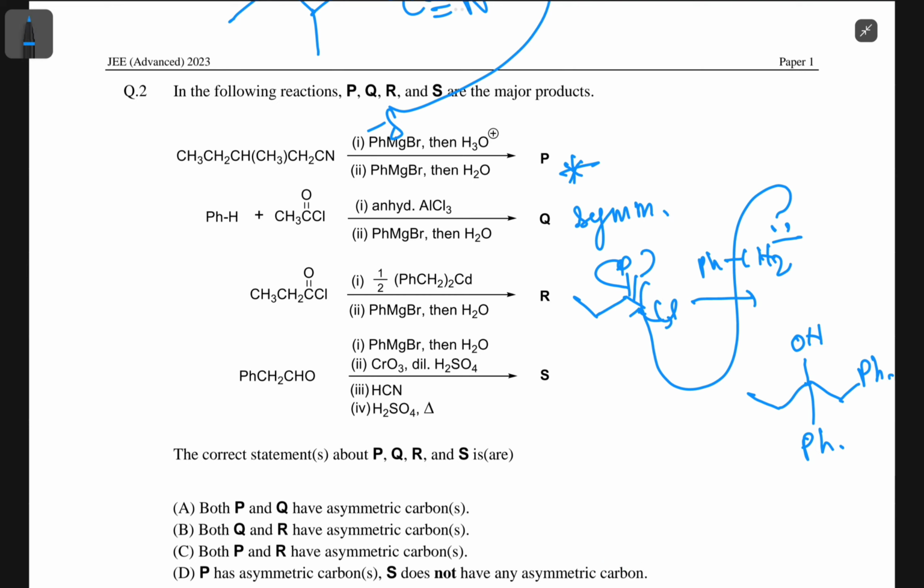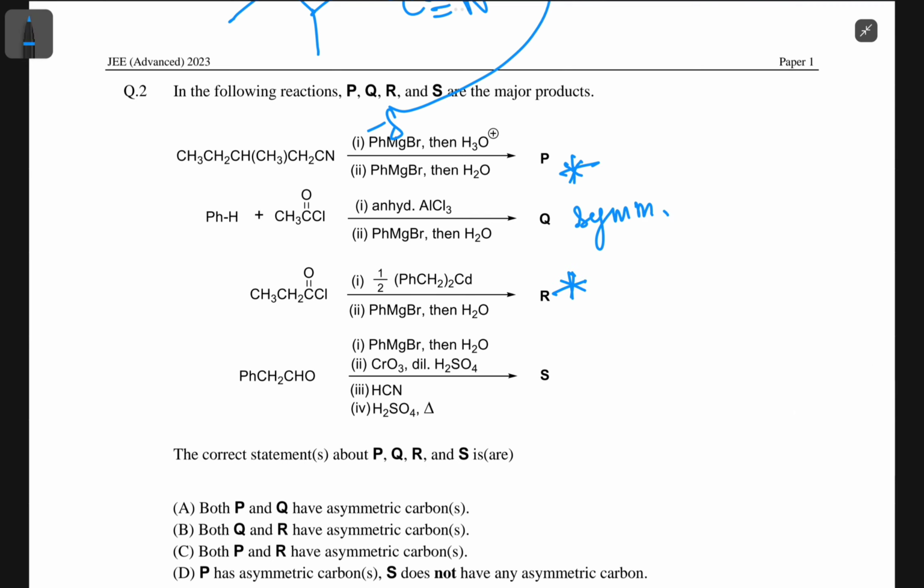So looking at this, it is chiral, absolutely. So R should be asymmetrical, right? So this is a chiral compound. Okay, moving on to the next one.